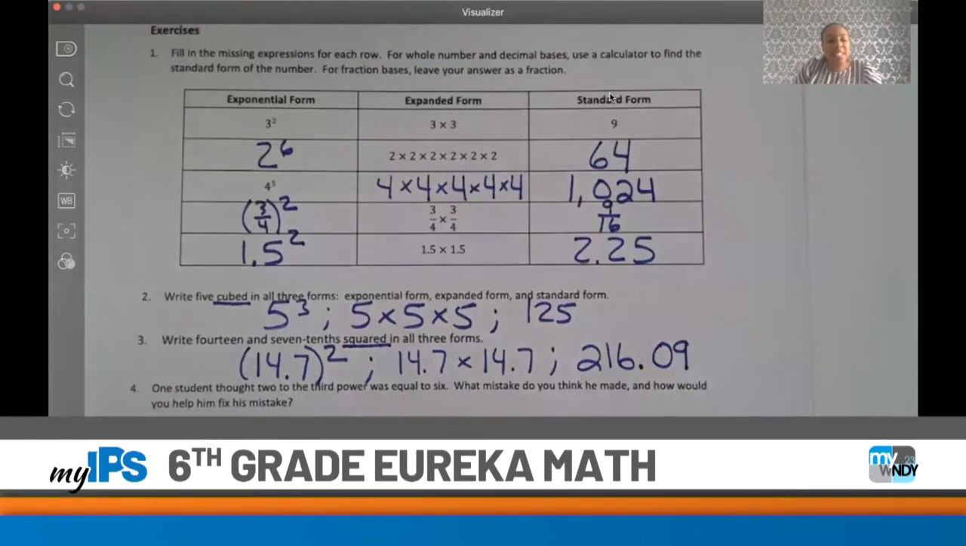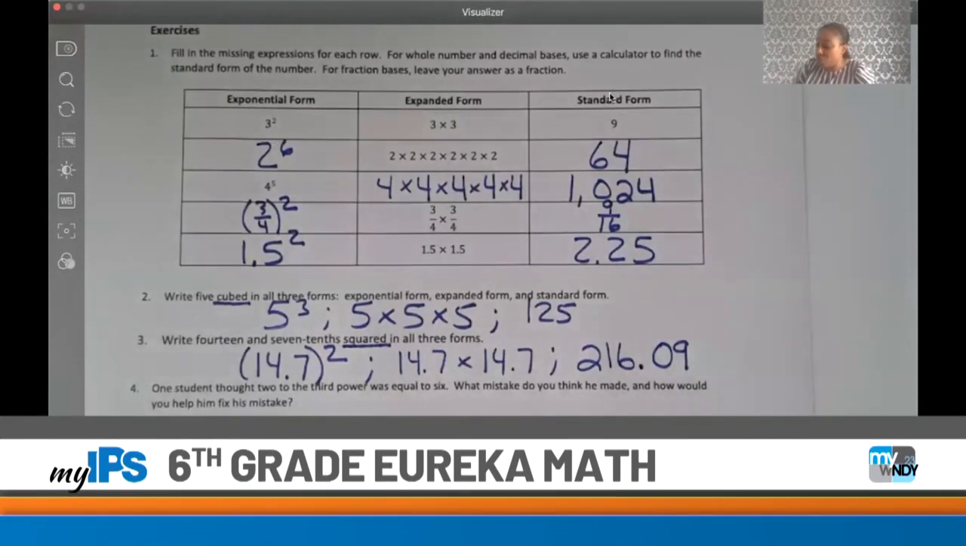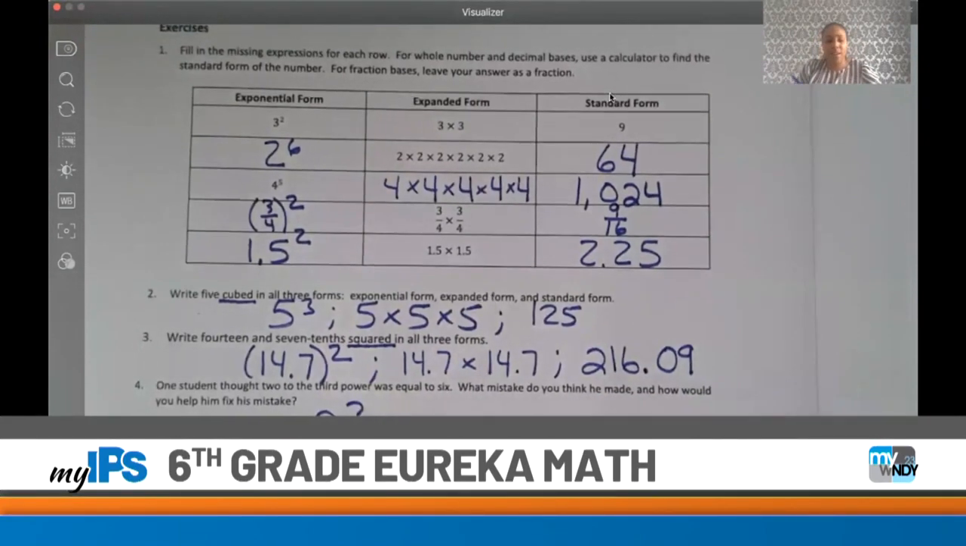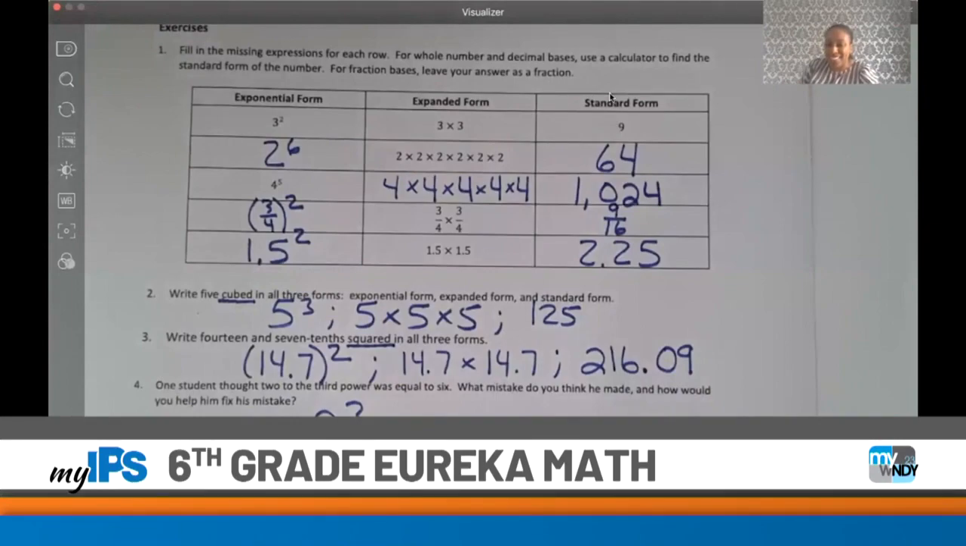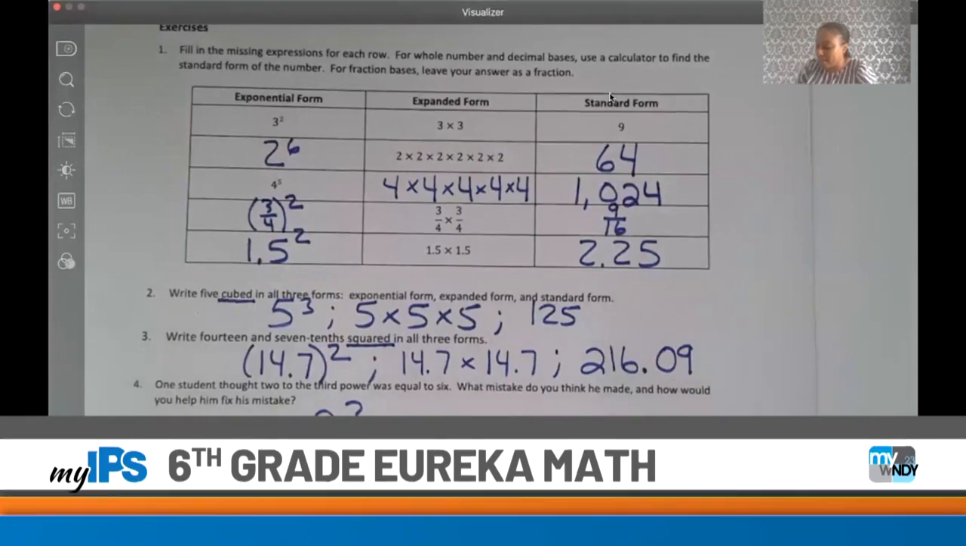Our last question says, one student thought 2 to the 3rd power was equal to 6. What mistake do you think he made, and how would you help him fix his mistake? Well, this happens to be a common mistake. I hope that you understand that he multiplied the base times the exponent. And we know that you can never multiply the base times the exponent in order to write this in standard form or in order to evaluate this.